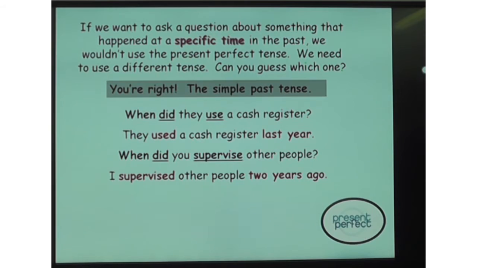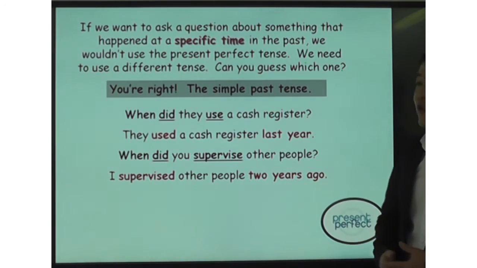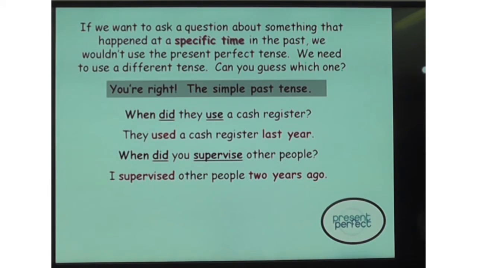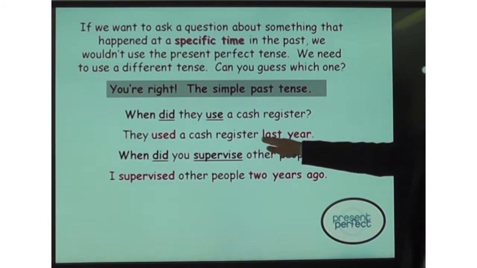If you want to ask questions about something that happened at a specific time in the past, we wouldn't use the present perfect tense. We need to use a different tense. Can you guess which one? You are right, the simple past tense. When did they use a cash register? They used a cash register last year.